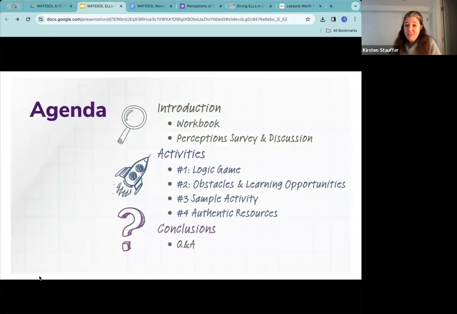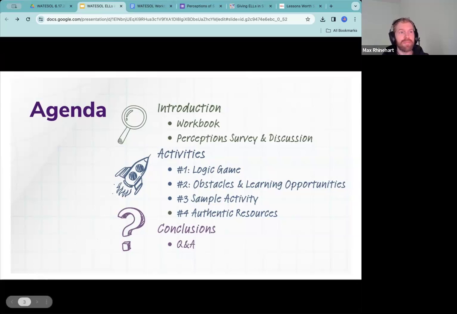So this morning, I'd like to share with you a digital workbook that'll help guide us through the morning and something for you to take away. But first, we'll examine some of our own perceptions and take a short survey just to see how they might impact how we teach and what we teach. And then look at a couple different activities together and then end with some final thoughts and some questions and answers. So how does that sound?